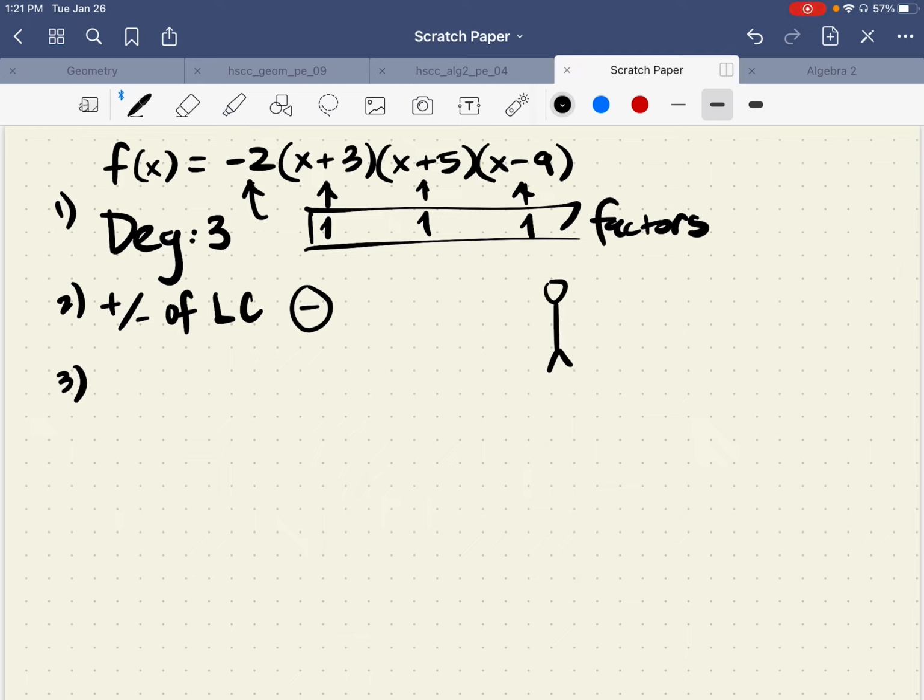Now, if it's even end behavior, my hands are up. I'm breathing even. And then I'm going to breathe odd. So my right hand stays up, my left hand goes down, breathing odd right there.